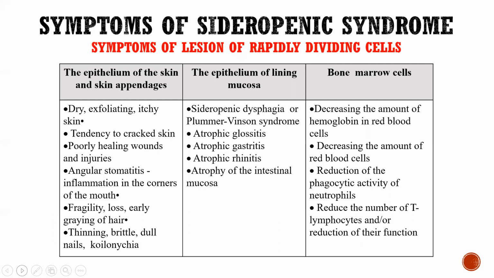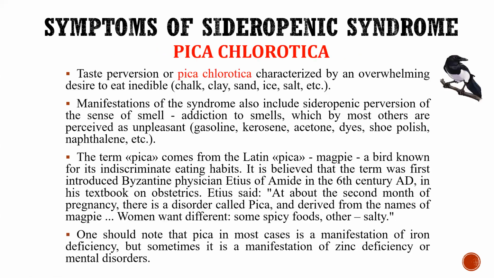Bone marrow cells represent anemic syndrome as decreasing the amount of hemoglobin in the RBC, decreasing the amount of RBC, reduction of phagocytic activity of neutrophils, or reduced number of T lymphocytes and reduction of their function.